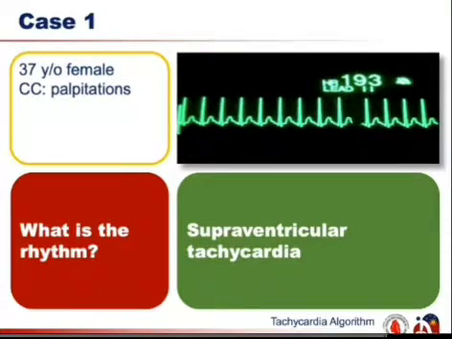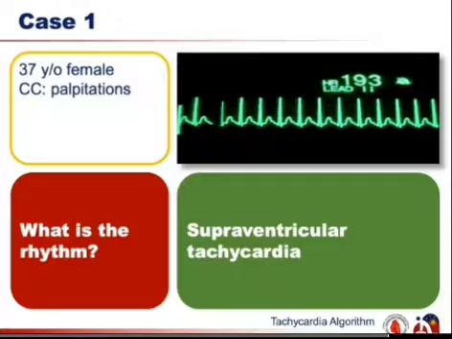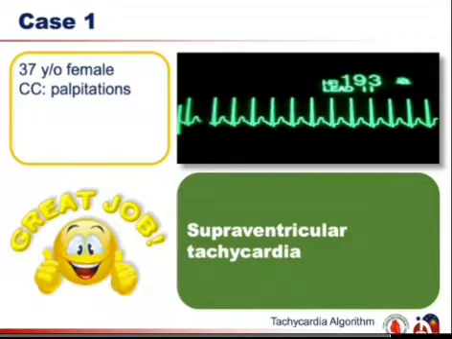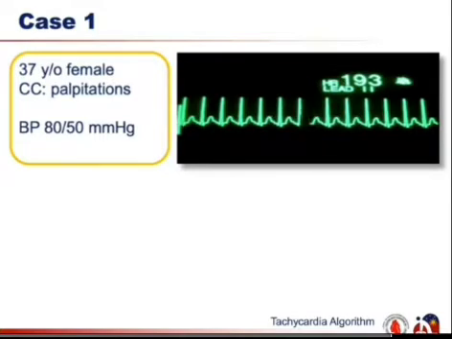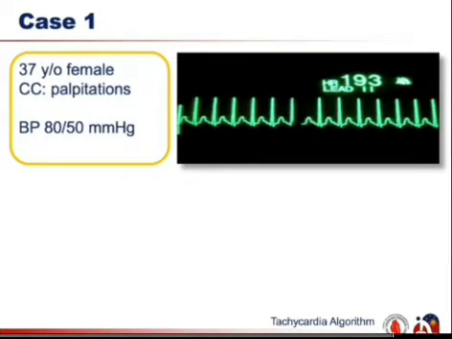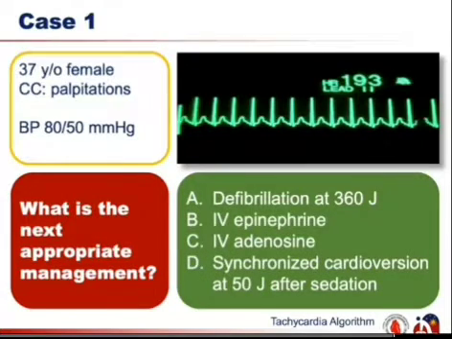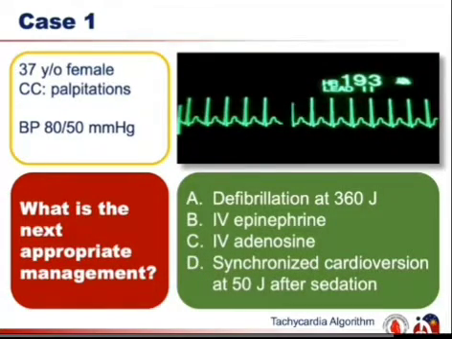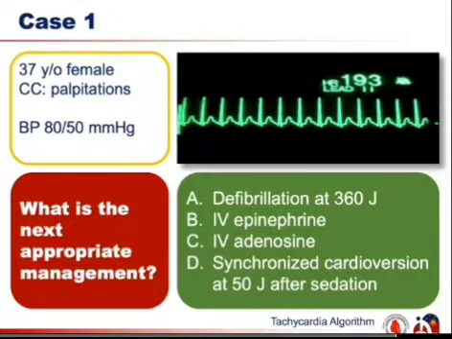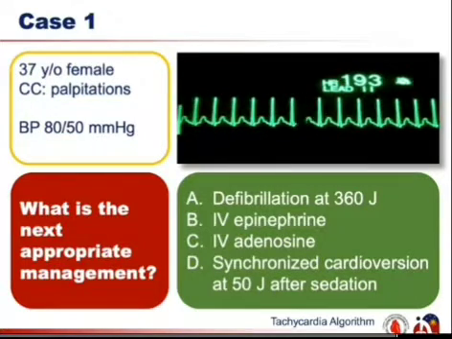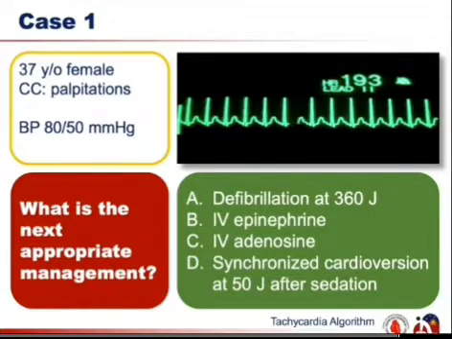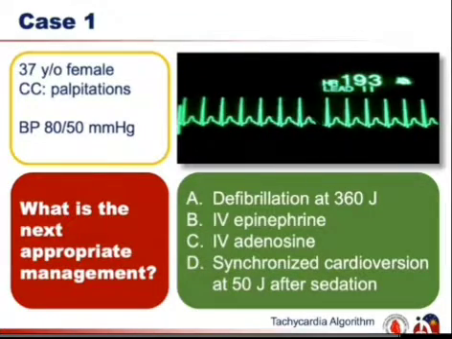Yes, you're right. It's supraventricular tachycardia. Good job. You went to check her vital signs. Her blood pressure is 80/50 millimeters mercury. What should you do next? A. Defibrillate at 360 joules. B. Give IV epinephrine. C. Give IV adenosine. Or D. Do synchronized cardioversion at 50 joules after sedation.